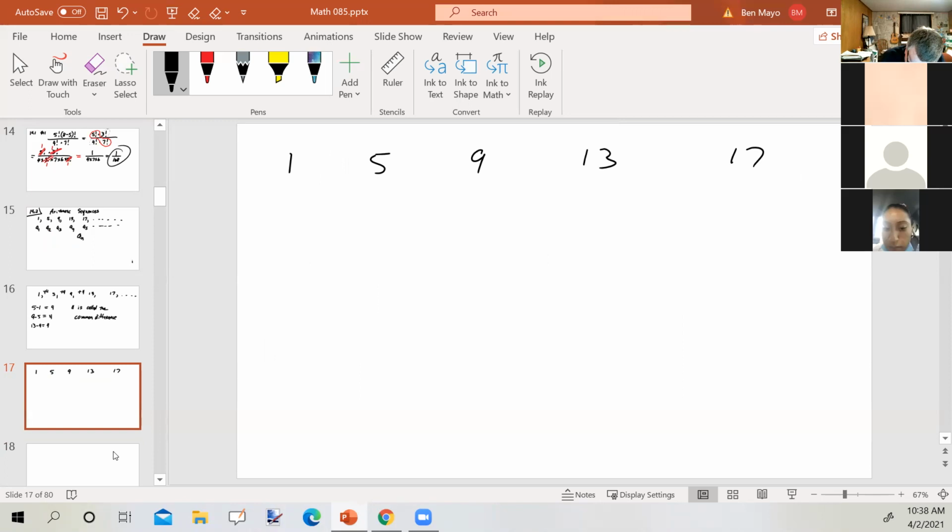So this term is A sub 1 because it's the first term. Okay, the second term is A sub 2, but it's also A sub 1 plus 4, isn't it?